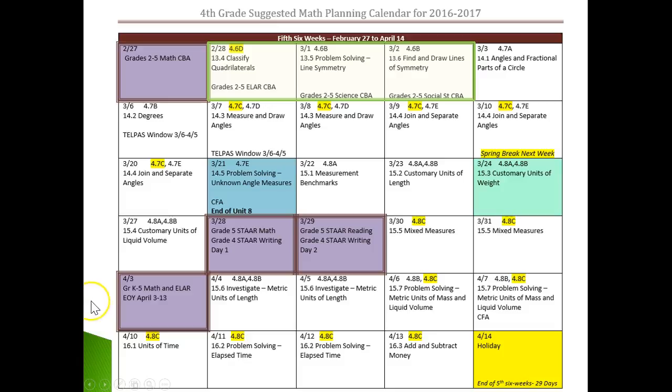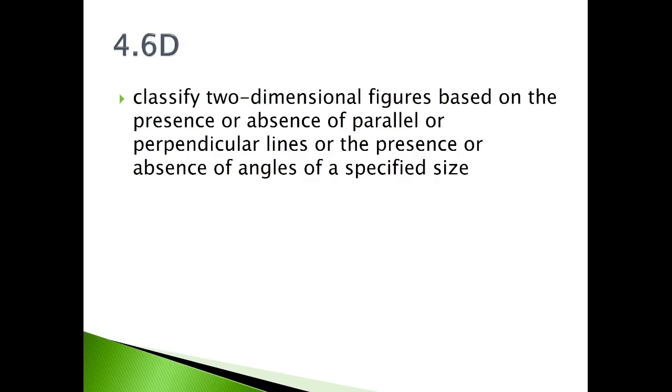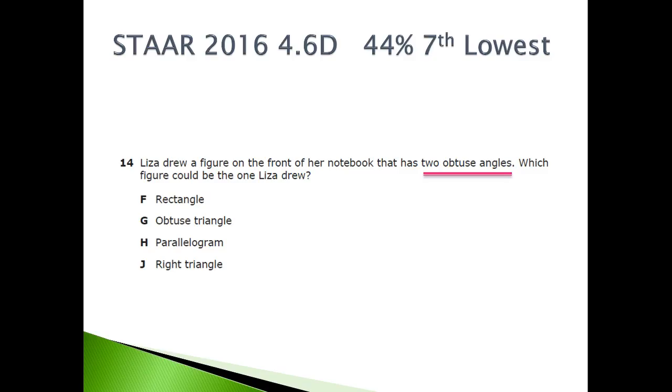So if you notice this very first day of finishing quadrilaterals, I've allowed 1 day for that and then 2 days for symmetry. Also notice that we're going to be giving a math CBA for the first day of this 6 weeks. So for 6D, we're going to be finishing the student expectation. Notice this is the 7th lowest scoring item in 2016. Please make sure the kids know those terms of obtuse and angles.